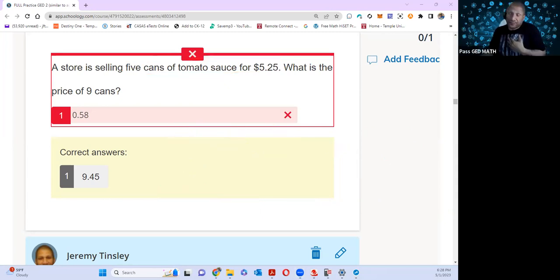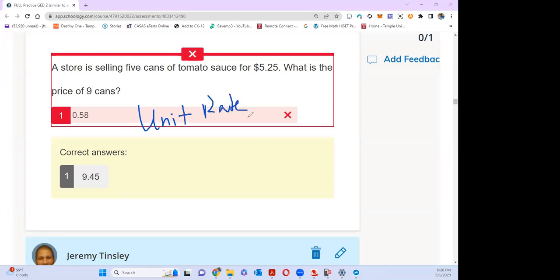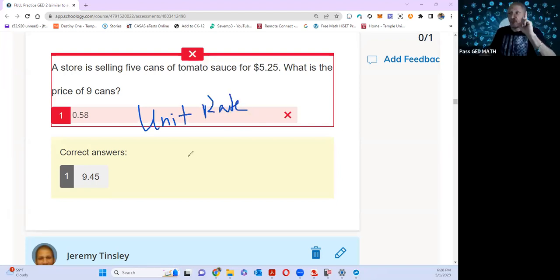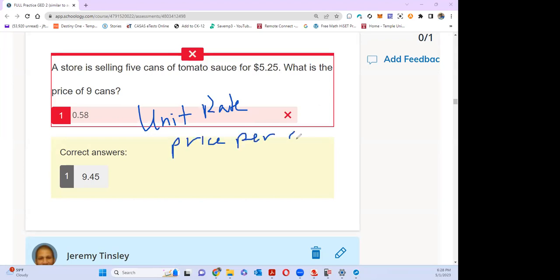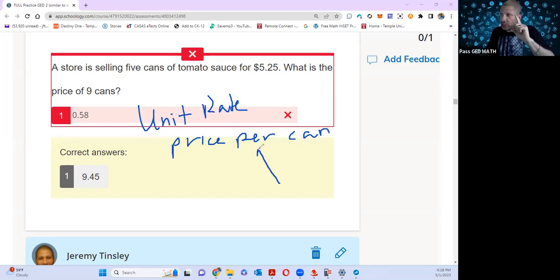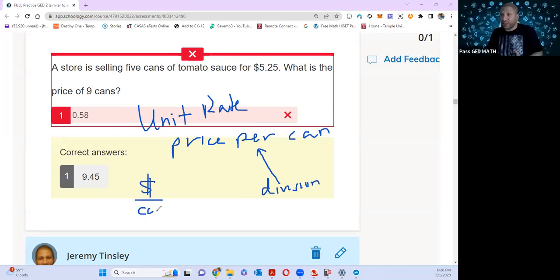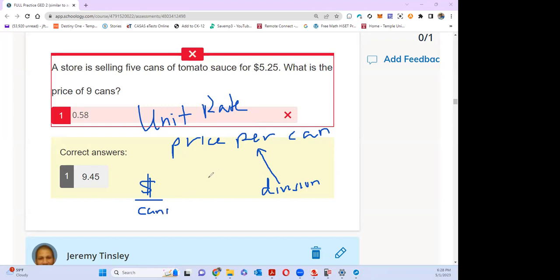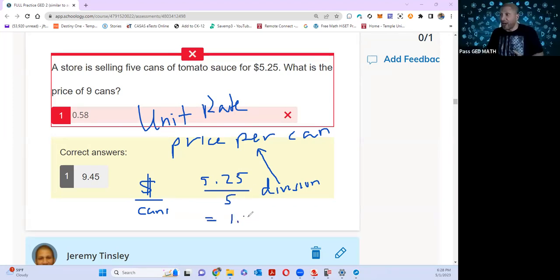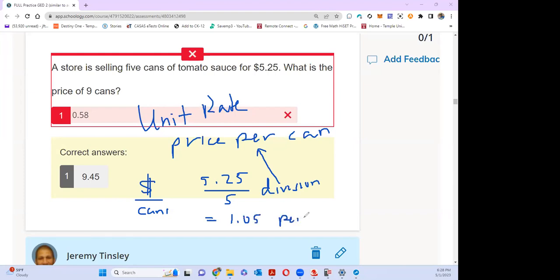Now, me, I would have used unit rate. How much does 1 can cost? So listen to how I'm setting it up. Price per can. When you see per, you should be thinking of division. Price per can. So that means dollars divided by the number of cans. Everybody understand that? Now, 5.25 divided by 5 is equal to $1.05 per can. Everybody understand that?